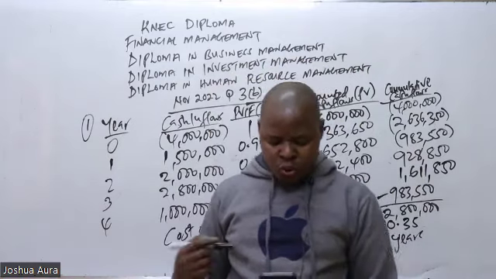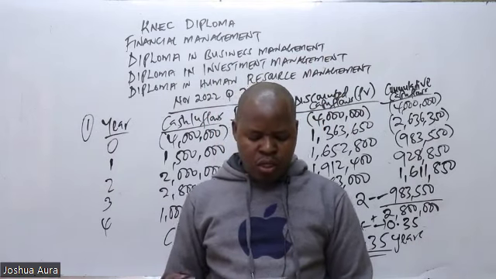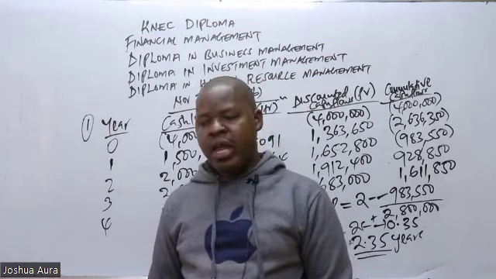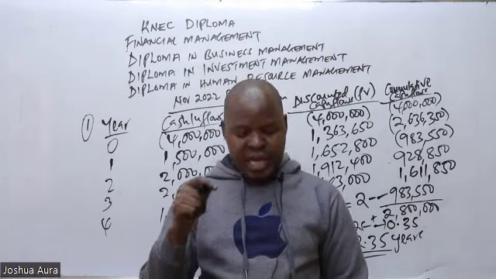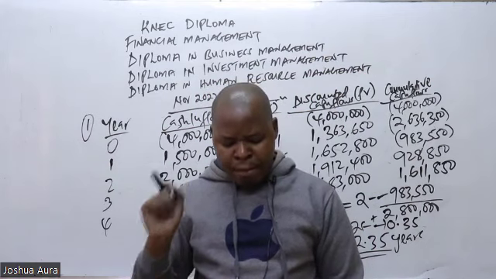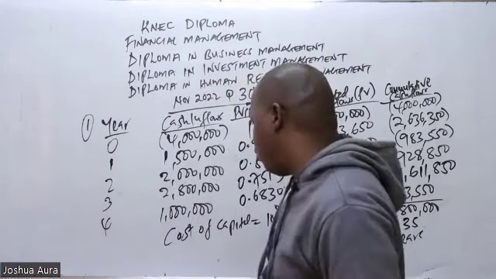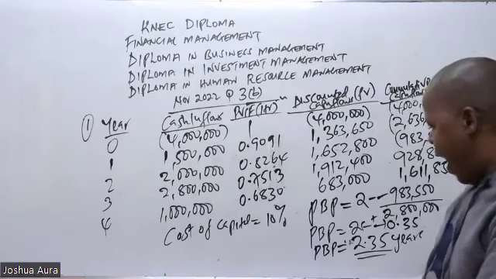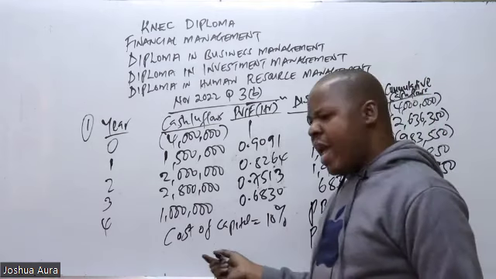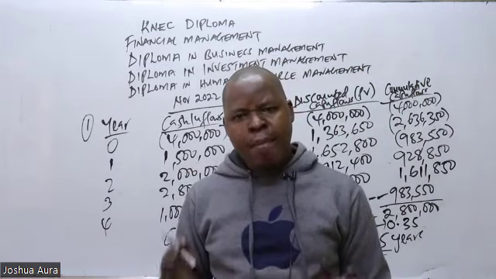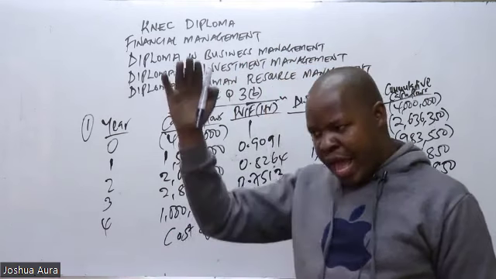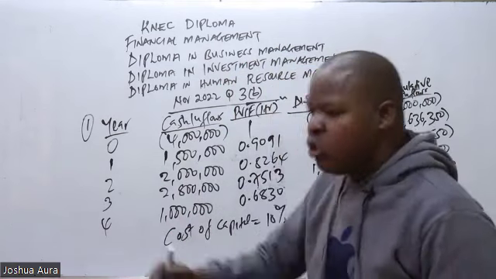Now let us look at Roman 2 of the same question. We are told to advise the management on whether to invest in the project or not. But let us remember the condition which we have been given there. The company's policy is to accept a project with a maximum payback period of 2 years. The company will accept any project provided the payback period is 2 years and below, not 2 years and above.